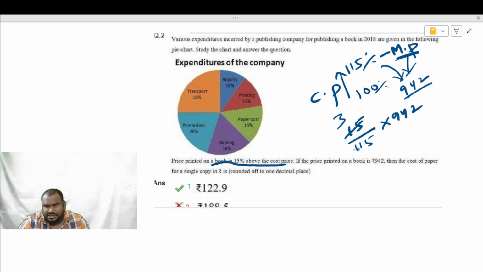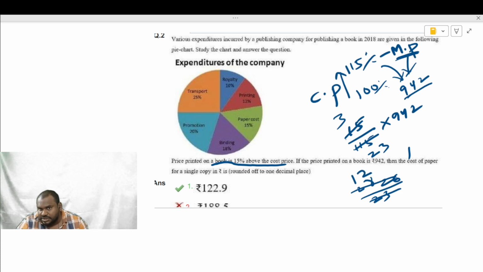5 3s are 15, 5 2s are 10. Now 3 into 942, how much is it? 3 2s are 6. Well, that is 2826 divided by 23. 23 ones are 23. Look at the options. Start with 1. And 23, 5 left, 552. 23 twos are 46.